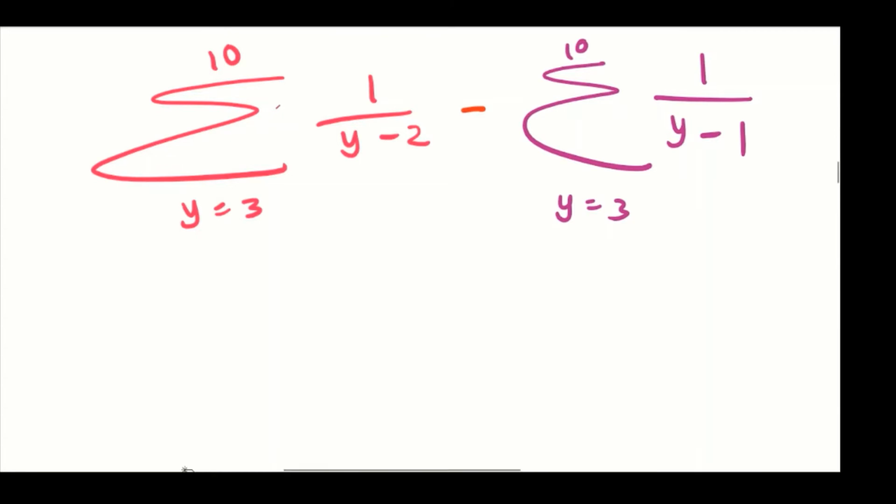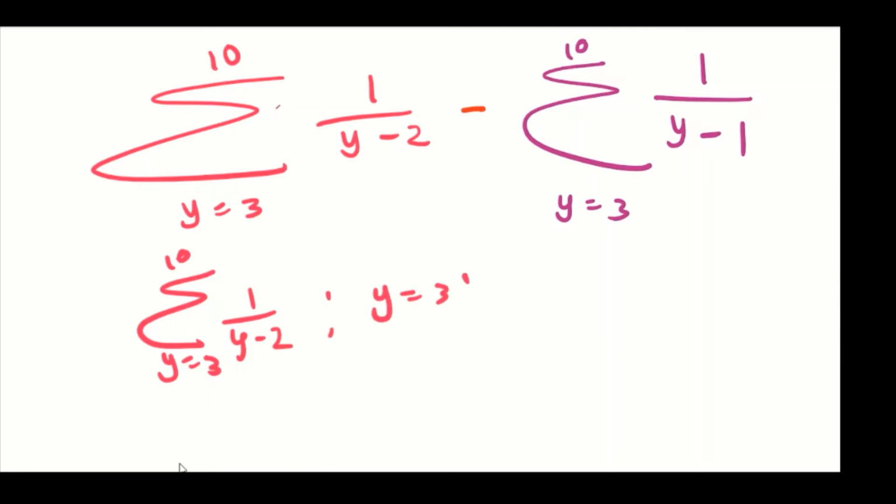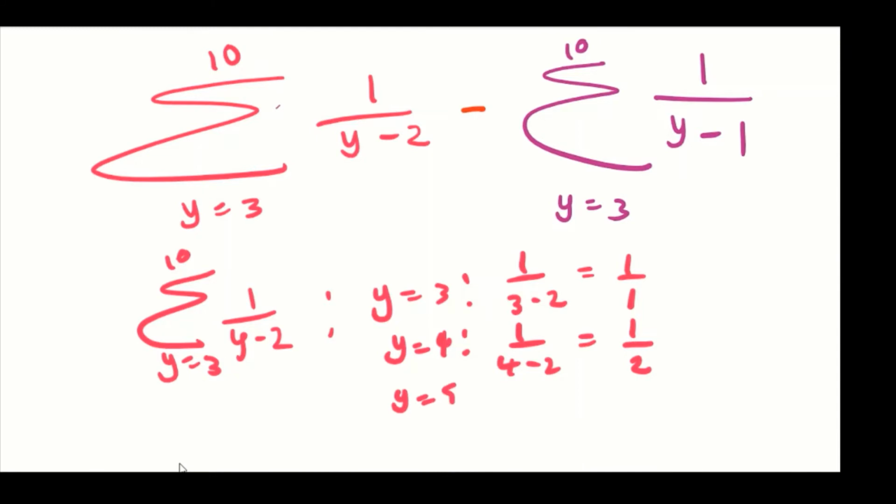So we have the sum of 10, y equals 3, 1 over y minus 2, right? So when y is equal to 3, we have 1 over 3 minus 2, which is equal to 1 over 1. When y is equal to 4, we have 1 over 4 minus 2, which is equal to 1 over 2. When y is equal to 5, we have 1 over 5 minus 2, which is equal to 1 over 3.